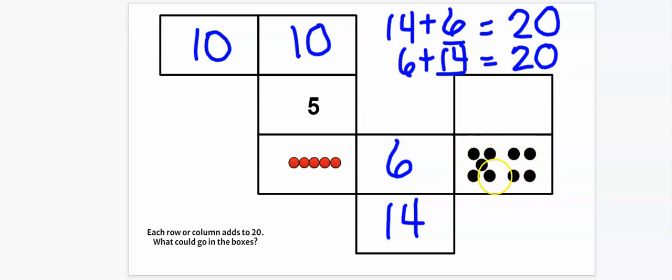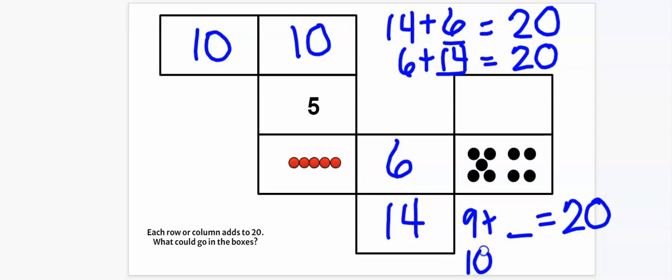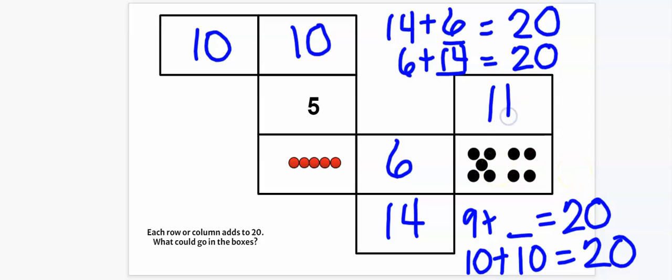We know this is 9. 9 plus something equals 20. Well, I know 10 plus 10 equals 20. But I know if I had 10 here in this empty box and 10 here, but I don't, I would need 11. So 11 and 9 equal 20.